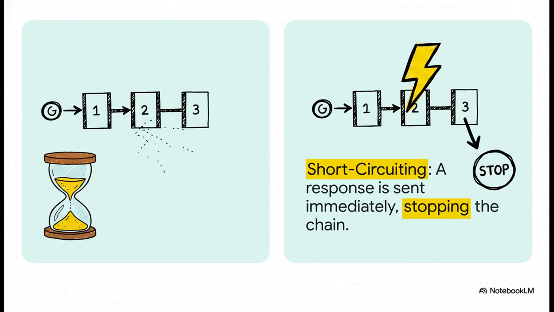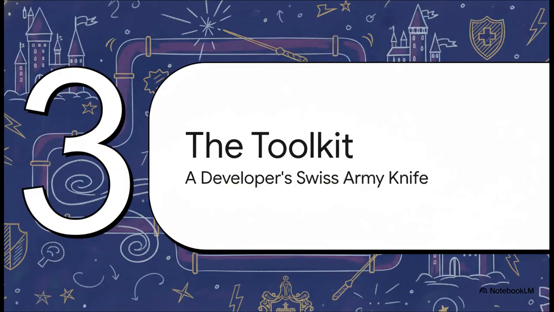Or, and this is the useful one, the middleware can intentionally send a response itself, like a 401 unauthorized error. This is called short-circuiting the pipeline. The request never even makes it to the next step, which is an incredibly useful pattern for things like validation and security. So now that we get the how, let's talk about the what.